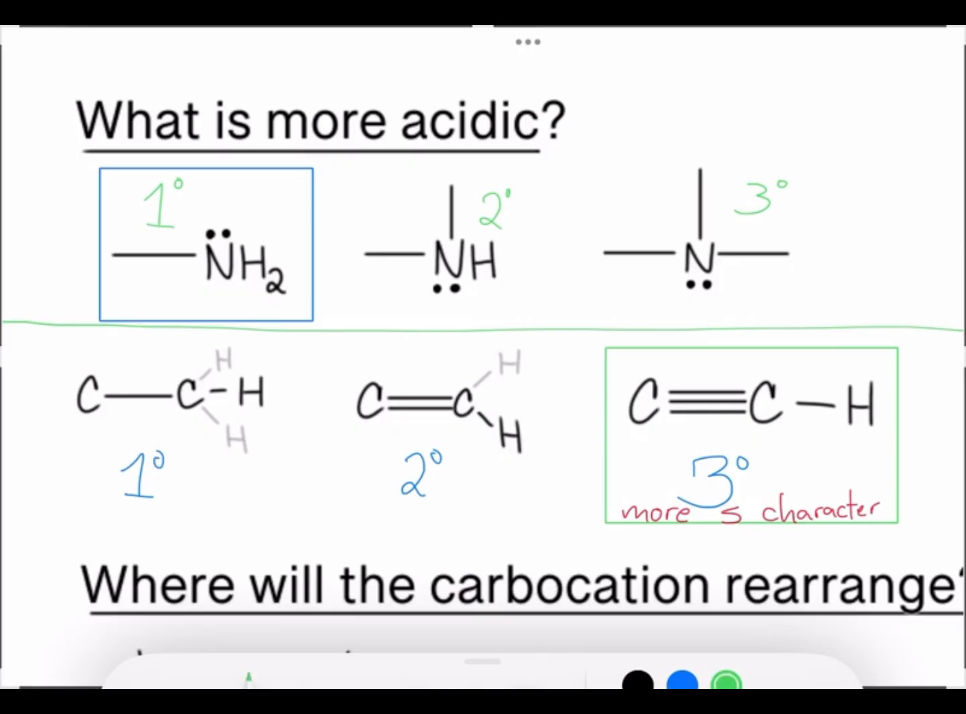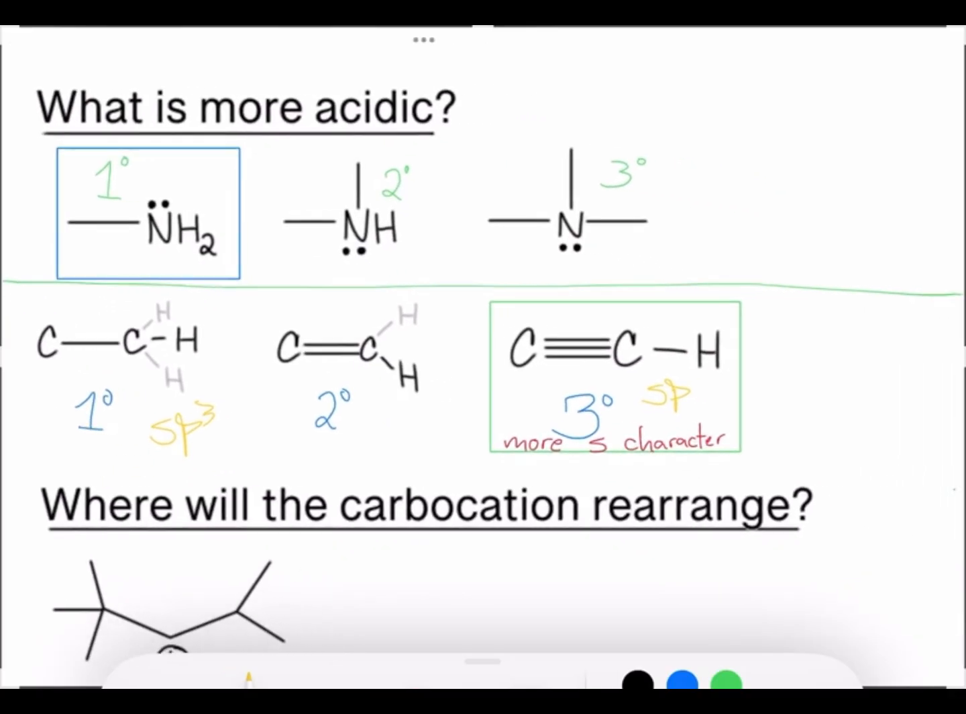Perfect. So it has more S character, which is about 50%. So SP in this case is going to be 50% S character, whereas our primary is going to be SP3. So that's not as much S character as our SP with our alkyne.